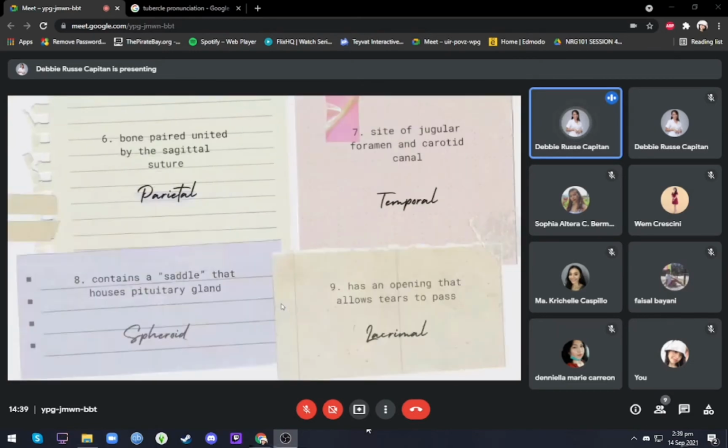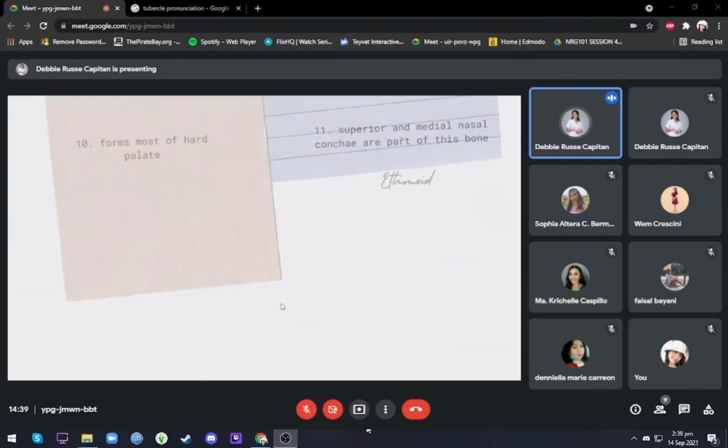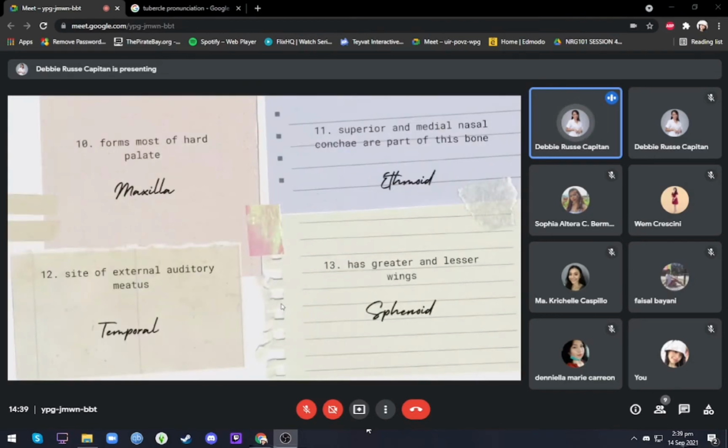Number six, the paired bones united by the sagittal suture, the parietal. Number seven, site of jugular foramen and carotid canal, the temporal. Eight, contains a saddle that houses the pituitary gland, the sphenoid. Number nine, has an opening that allows tears to pass, the lacrimal. Number 10, forms most of the hard palate, maxilla. 11, superior and medial nasal conchae are part of this bone, the ethmoid.